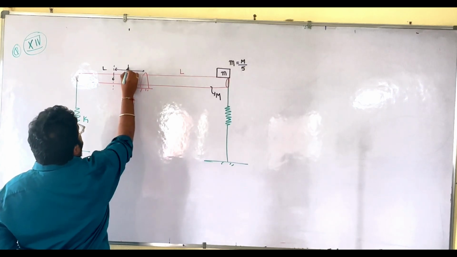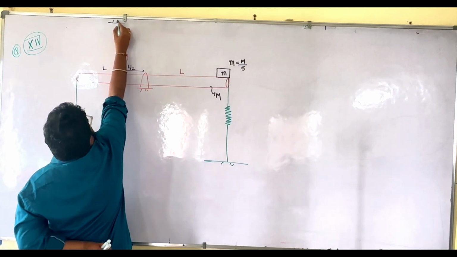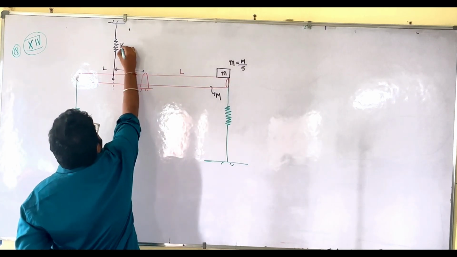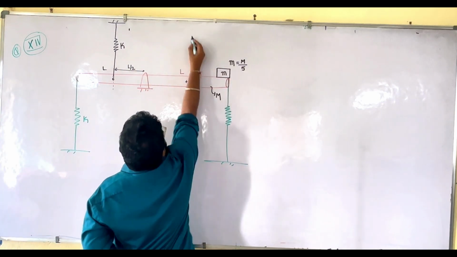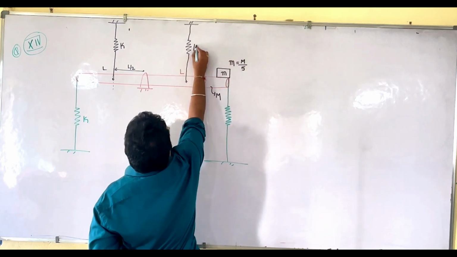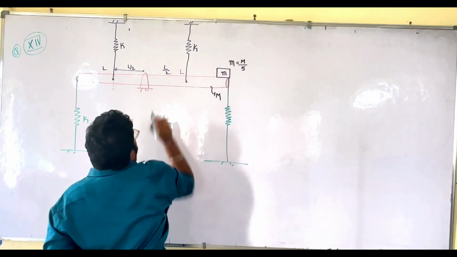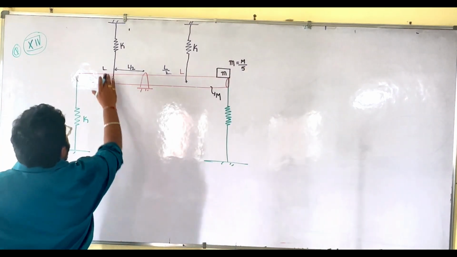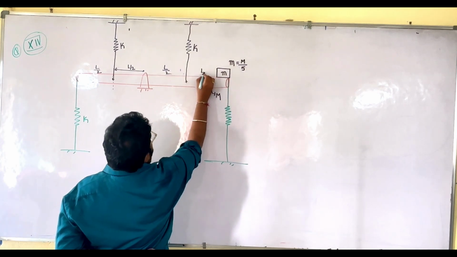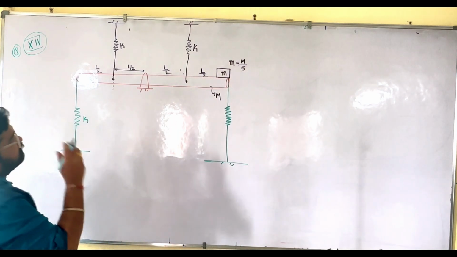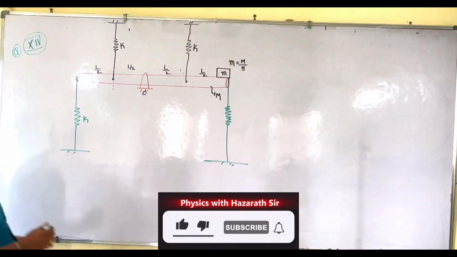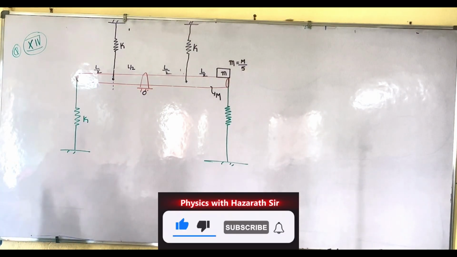At L by 2. One more spring is connected here. This is K. One more spring is connected here. This is K. L by 2. Total length, this is also L by 2. This would be L by 2. Total L by 2, L by 2, L by 2. Pivot point. What is the answer to this question?